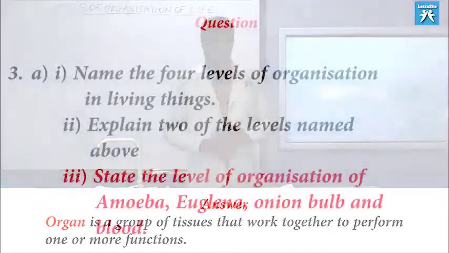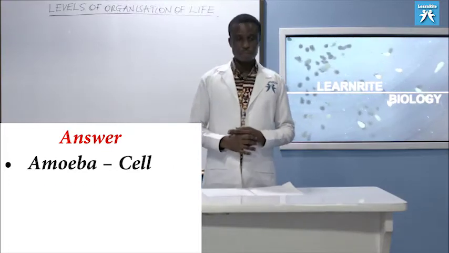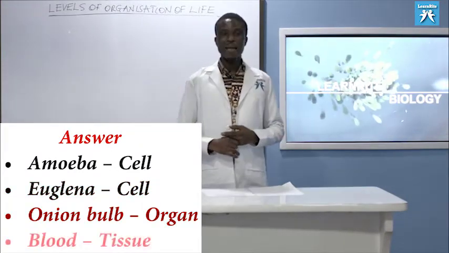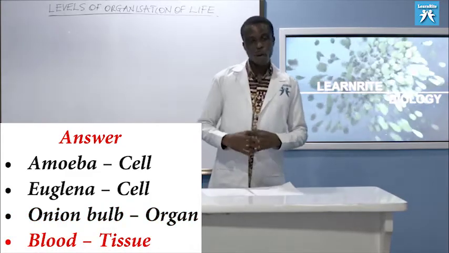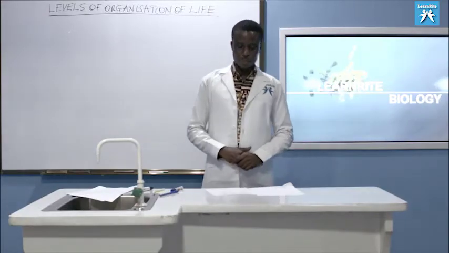Next question. State the level of organization of amoeba, euglena, onion bulb, and blood. Amoeba, okay, it's an examination question. Cell. Euglena, cell. Onion bulb, organ. Blood, tissue. What about bone? Tissue. The last question here.